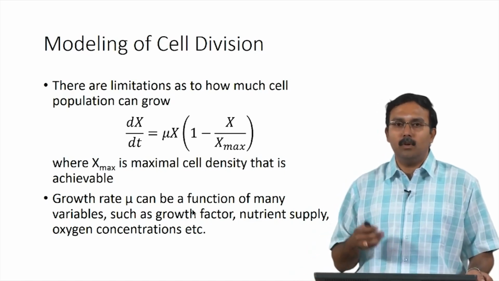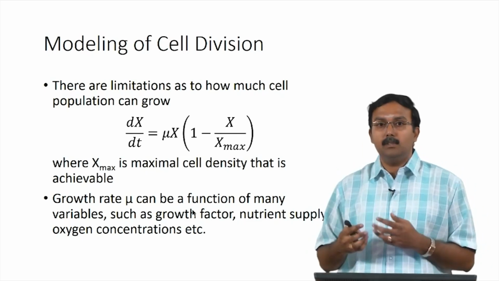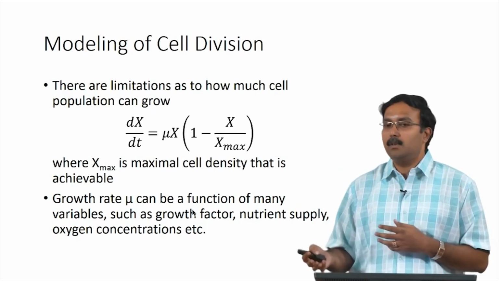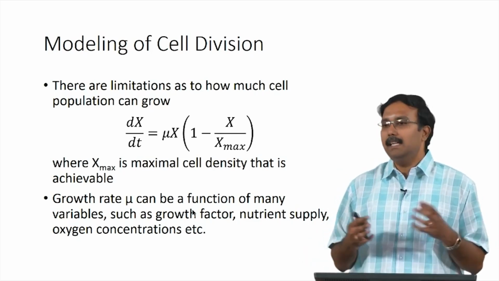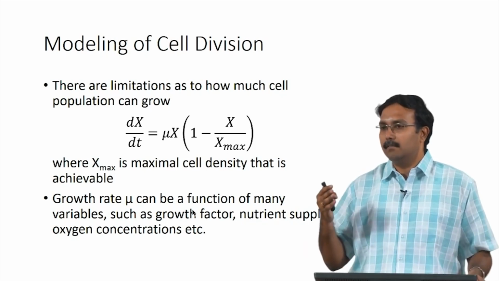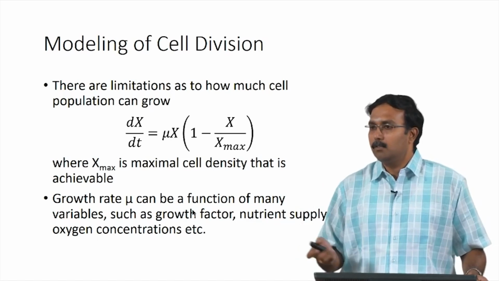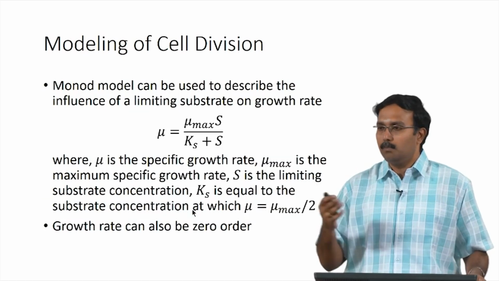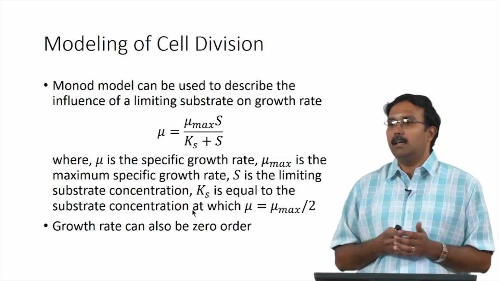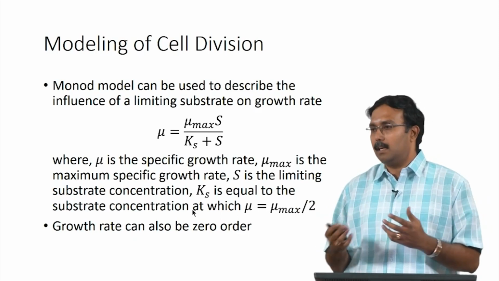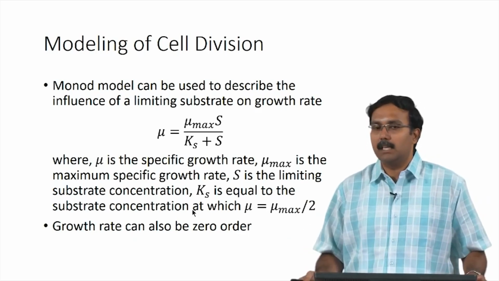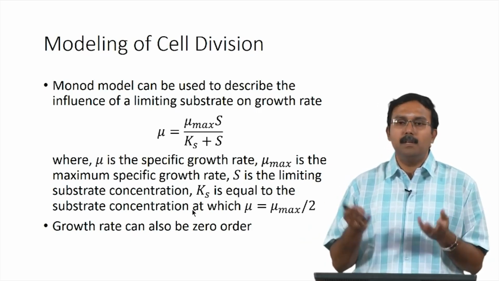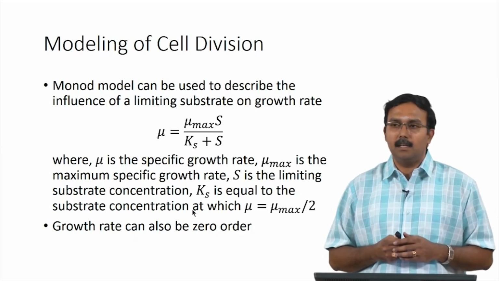So the specific growth rate mu can actually be a function of many variables. It could be dependent on growth factors, nutrient supply, oxygen concentration and so on. In many cases it is not dependent on one limiting substrate. If it is influenced by one limiting substrate, then you can use the Monod model to model it. However, in many cases there might be multiple things which are limiting the rate at which the mammalian cells are growing. So this is the Monod model, and the Monod model is an equation similar to enzyme kinetics.